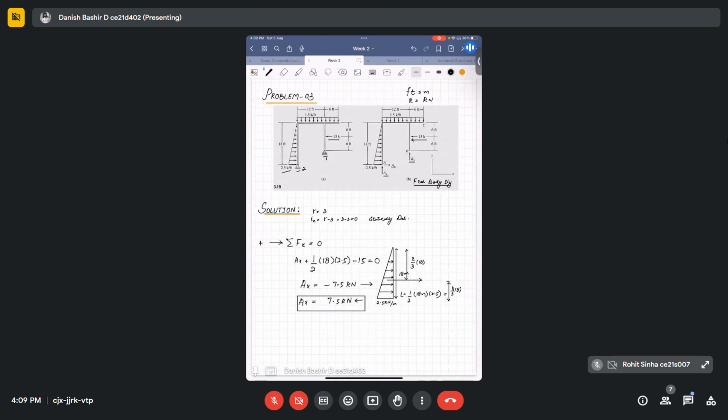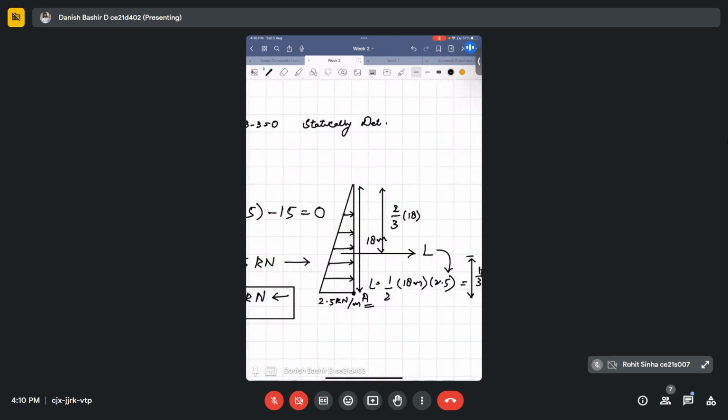So we will take our point A. We will write summation of MA is equal to 0. Again, I am using the sign convention: anti-clockwise moments are positive. So if we see what moments are being created, you will see this load L is creating a clockwise moment at point A.